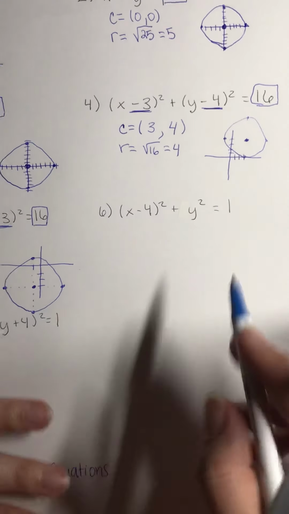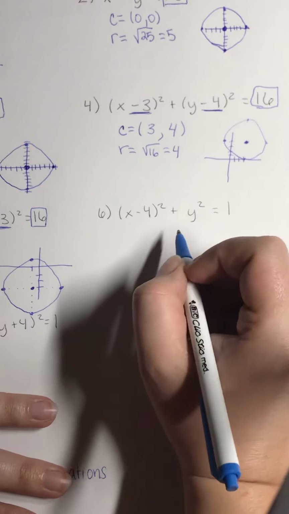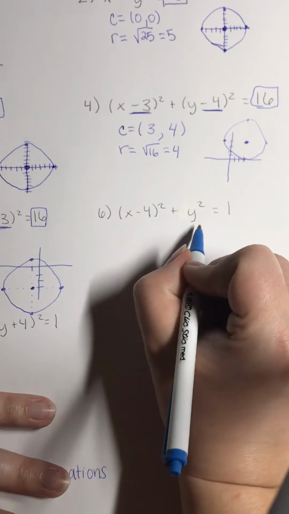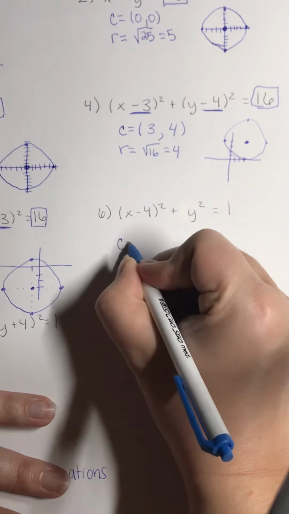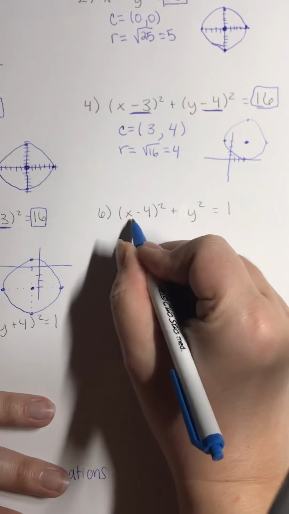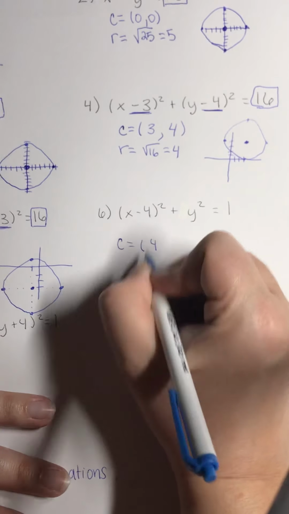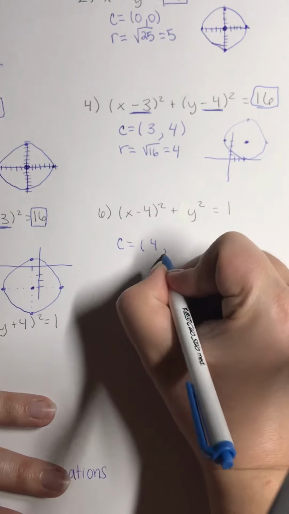Number 6. X minus 4 squared plus y squared equals 1. Well, I have a number next to my x, but I have no numbers next to my y. So this one is going to be interesting. My center, well, I know my x coordinate automatically. It's definitely going to be positive 4. If I have negative 4 here in the equation, I flip it, and it'll be positive 4 from my center.